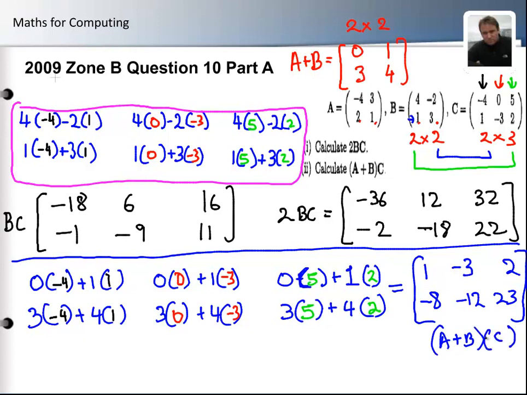Now, I might have made a slight numerical error there. If you spot it, just make a note in case you see it. But the overall approach was sound, notwithstanding a potential minor error somewhere.